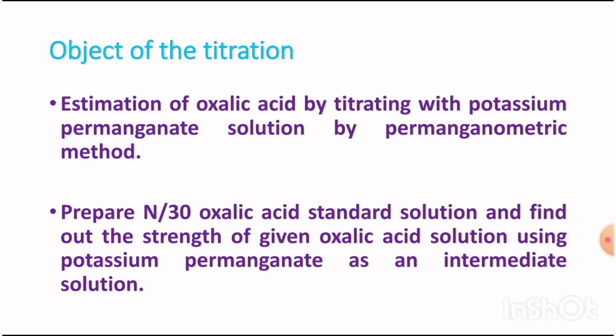Object of the titration: estimation of oxalic acid by titrating with potassium permanganate solution by permanganometric method. Prepare N/30 oxalic acid standard solution and find out the strength of given oxalic acid solution using potassium permanganate as an intermediate solution.